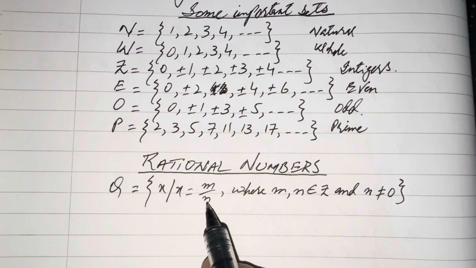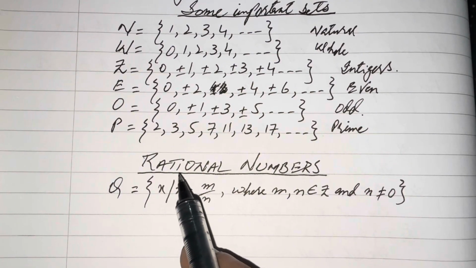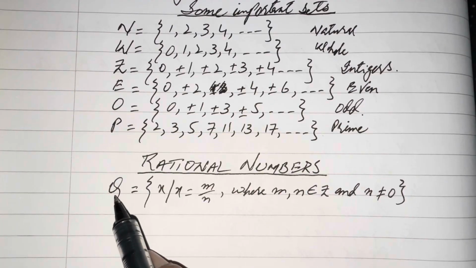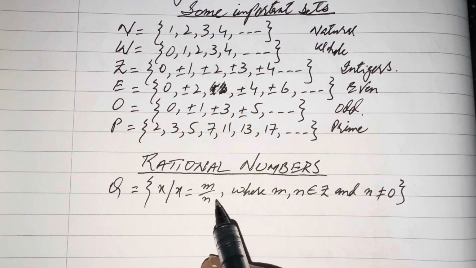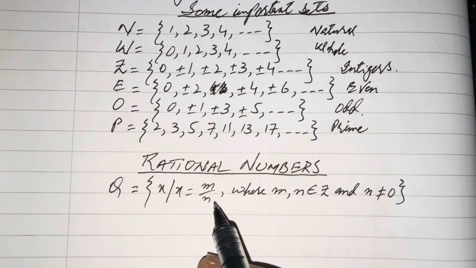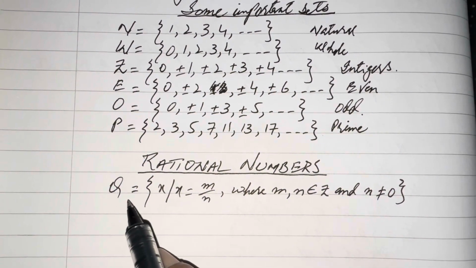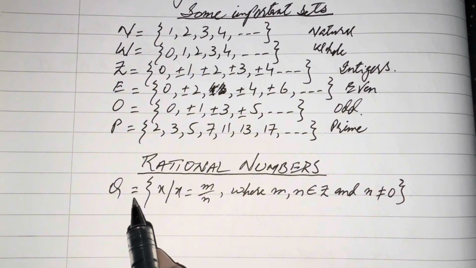So in fractional form, the denominator will not be equal to 0. Rational numbers can be written in m over n form or fractional form, and they are always denoted by Q. It means all those numbers which can be written in fractional form are called the rational numbers.